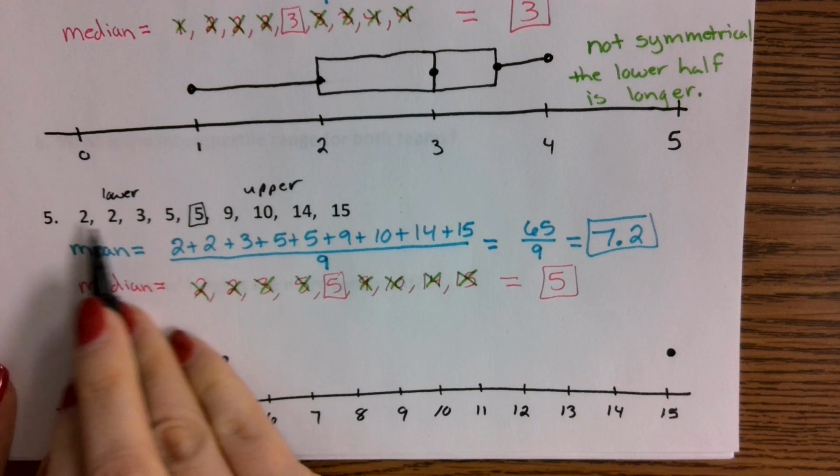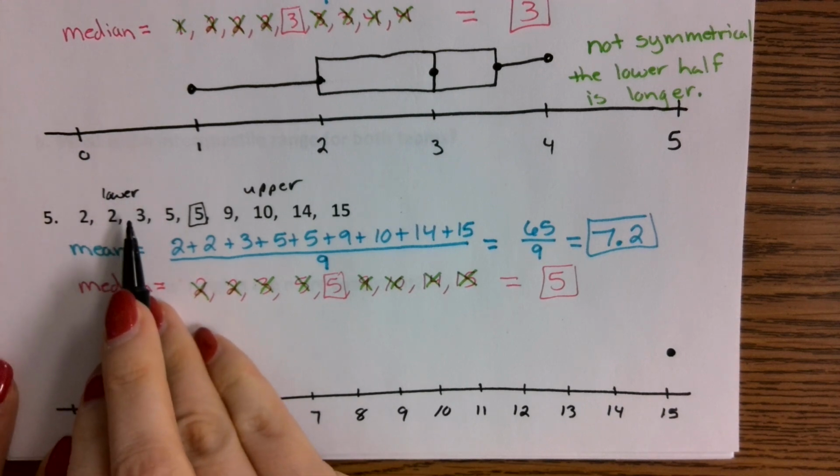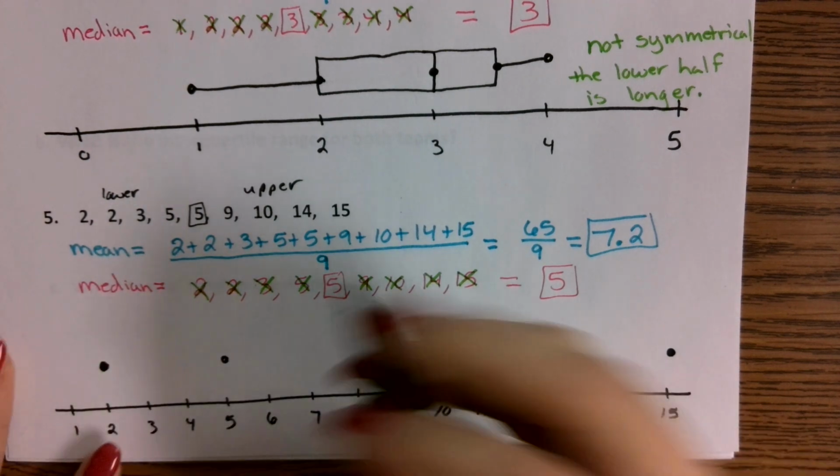Then we graph the center of our lower half. The center of our lower half is between the 2 and the 3, which is 2.5.